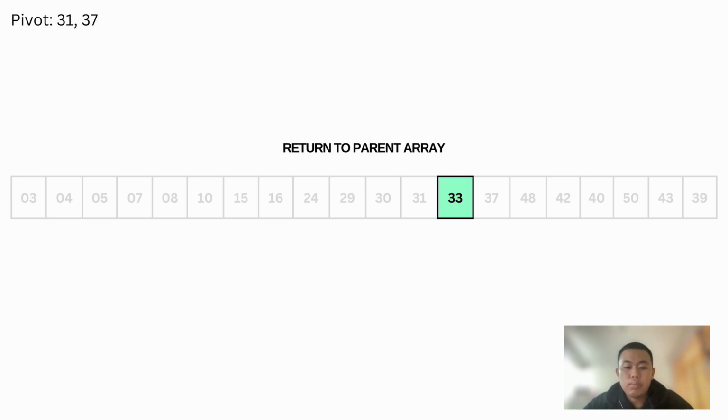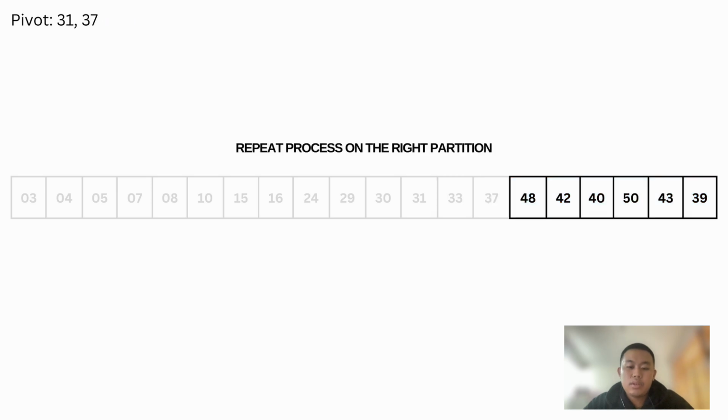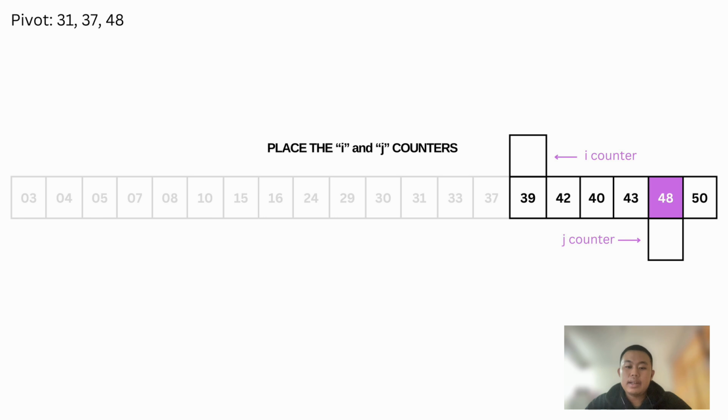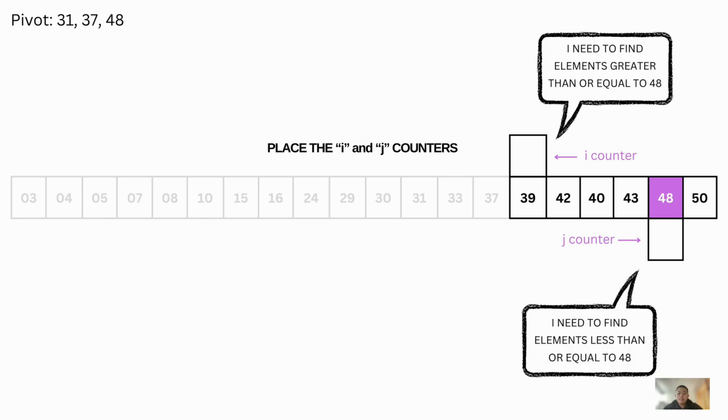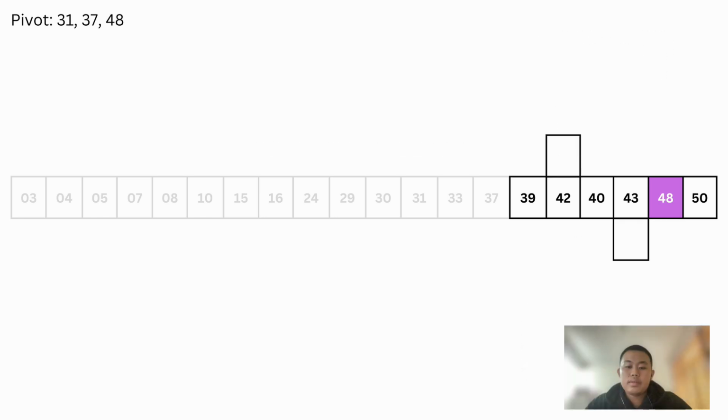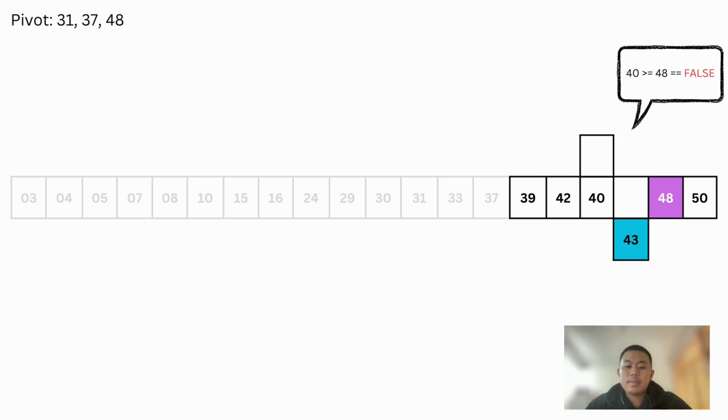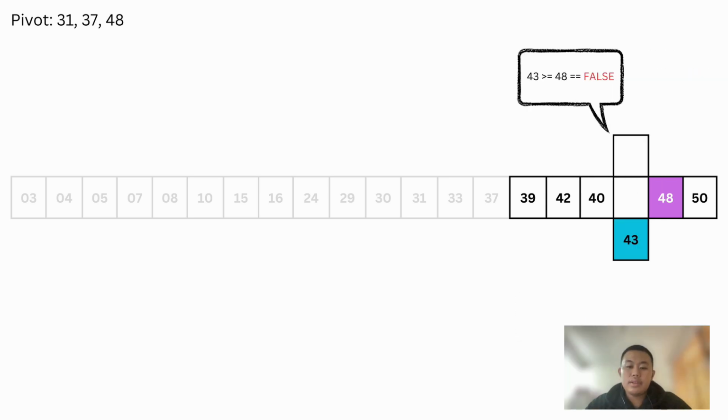So we would move one step up so that we can proceed to the right partition, which would need to be sorted. So now we would find the first, middle, and last elements again, sort them, and then swap the middle with the second to the last element, and then make it the pivot. Place the counters, swap the elements until the counters are crossed.